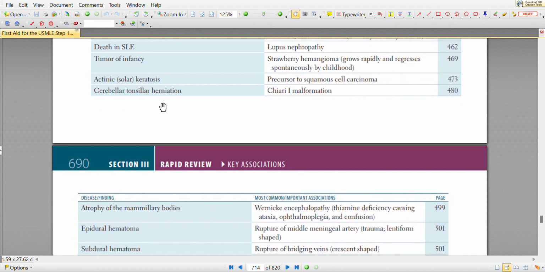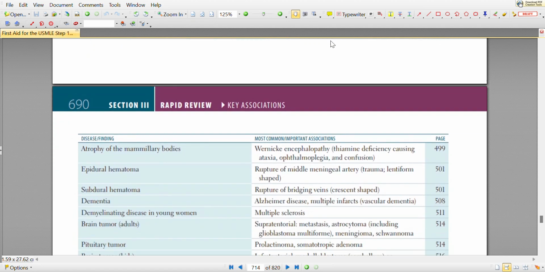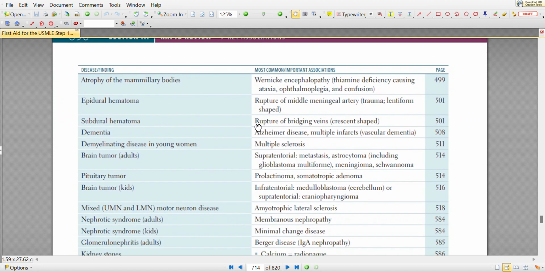Cerebellar tonsillar herniation is commonly associated with Chiari 1 malformation. For atrophy of the mammillary bodies, common association is Wernicke's encephalopathy, that is thiamine deficiency causing ataxia, ophthalmoplegia, and confusion. So these are the triad of Wernicke's encephalopathy: ataxia, ophthalmoplegia, confusion.